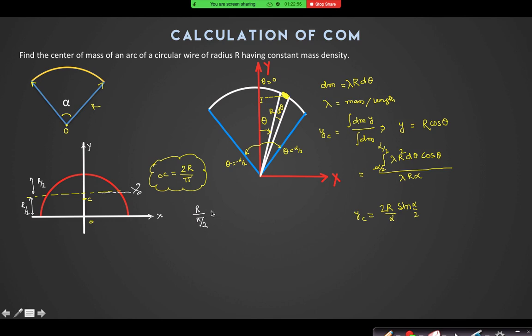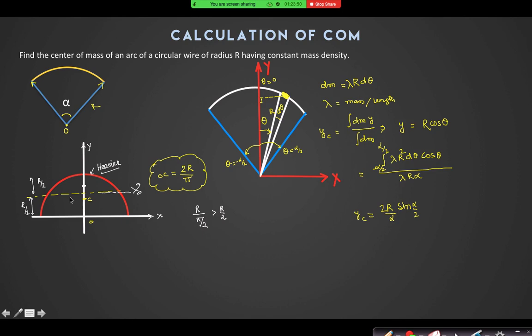I've said that if I cut that semicircular ring into two equal halves, the lower segment is r by 2 and this segment is also r by 2. I have cut it along this horizontal line. Then which one will be heavier, the upper segment or the lower segment? So lower one. 2r by pi is greater than r by 2 or less than? Greater than. So if it is greater than, then where will the center of mass lie? In the upper segment. So the upper segment will be heavier, because the center of mass always lies towards the heavier segment.